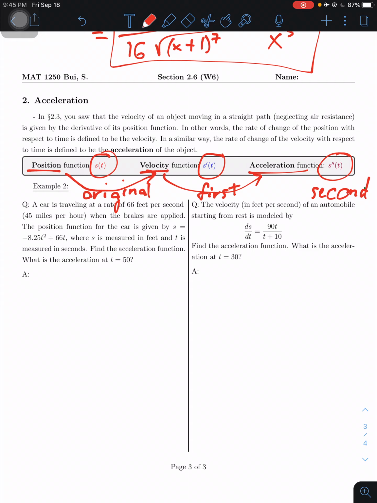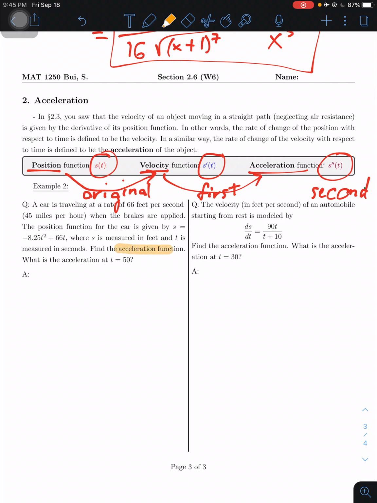And let me explain why it can be confusing sometimes. For my example, a car is traveling at the rate of 66 feet per second or 45 miles per hour. When the brakes are applied, the position function for the car is given by the equation s blah blah blah, where s is measured in feet and t is measured in seconds. Find the acceleration function. What is the acceleration at t equals 50? Okay, so we have two things to do, right?